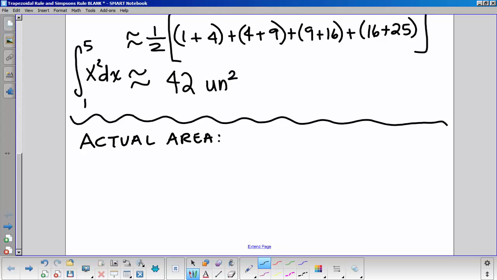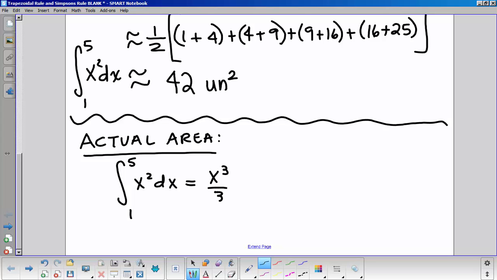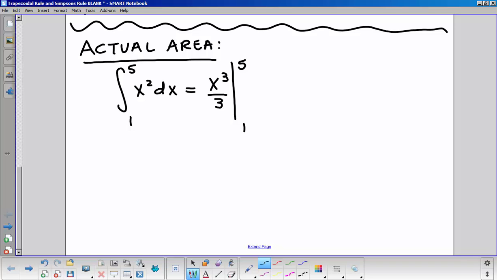The actual area is going to equal the integral from 1 to 5 of x squared dx. And we find the antiderivative, which is x cubed over 3, evaluated between 1 and 5. All right, so that's going to be then, I cube 5 and I get 125 over 3 minus 1 over 3, which is equal to 124 over 3.